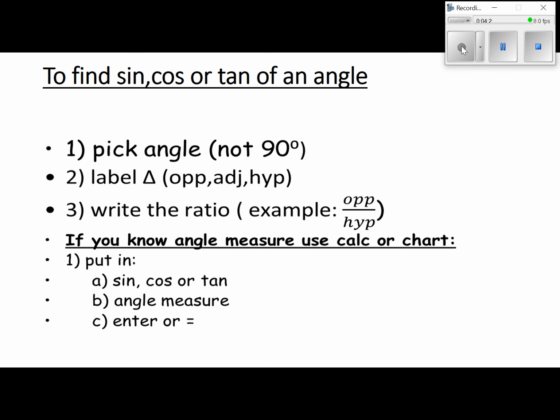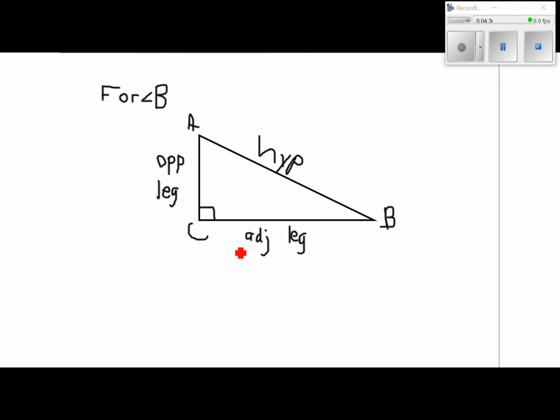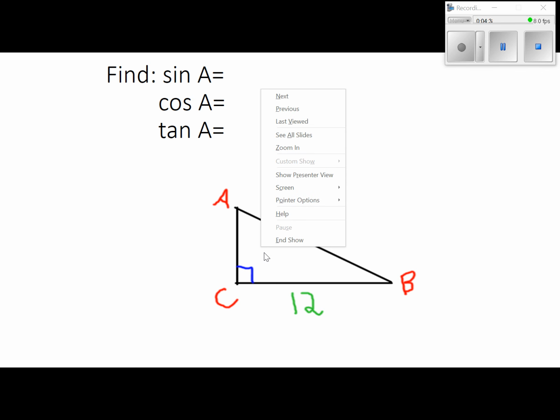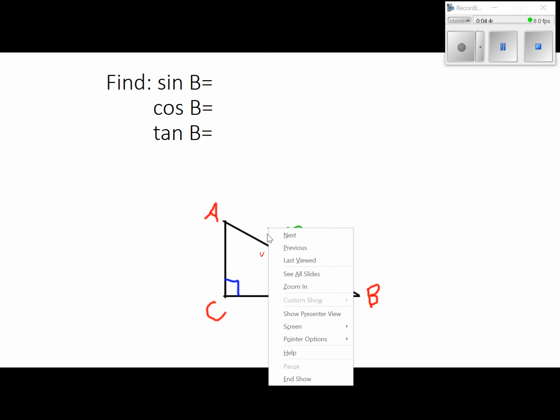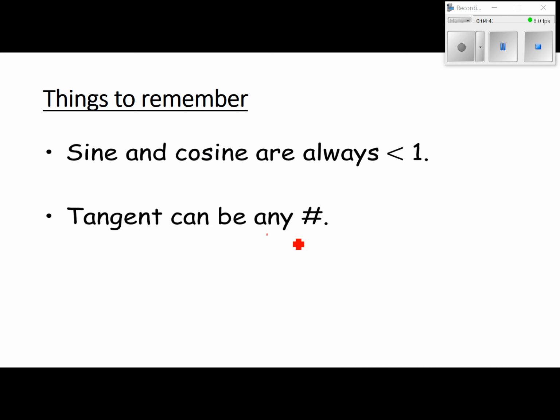We went over this part last time. If you're just finding the sine, cosine, or tangent of an angle, which we're not going to be doing this time, then you use one of these two processes. This is all stuff we covered last time, so I'm not going back over any of this. A couple of things to remember.